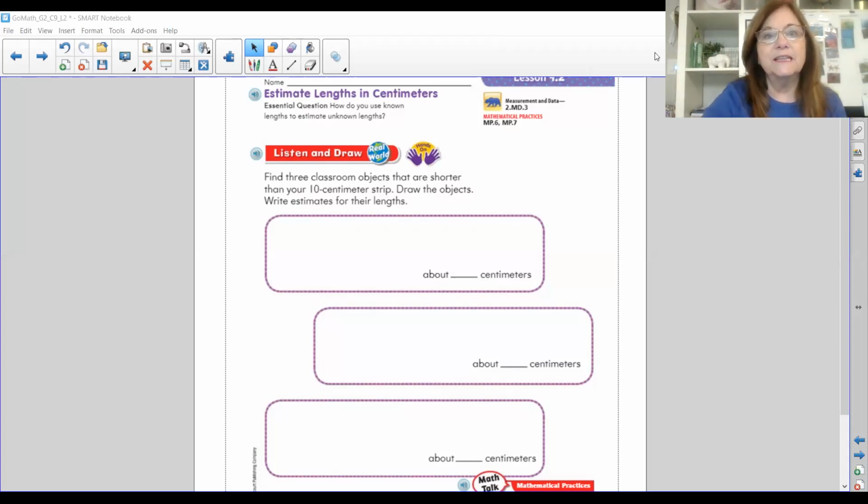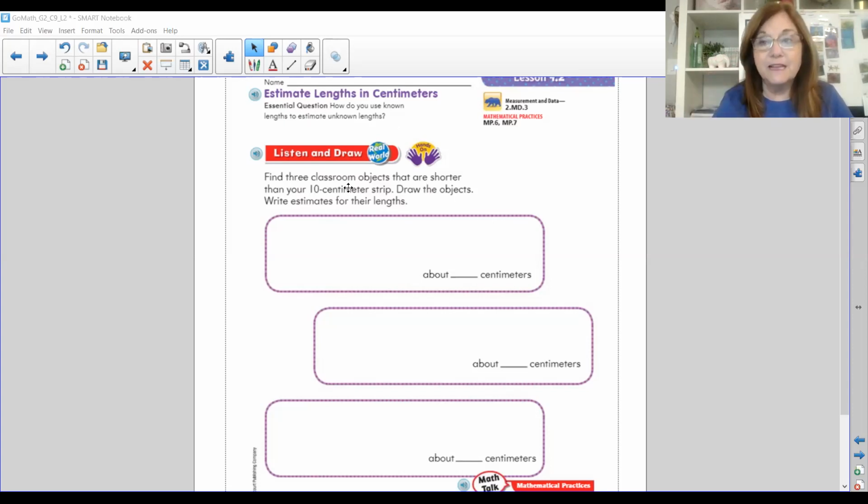And we want to look at our essential question. And it says, how do you use known lengths to estimate unknown lengths? That means if you know the length of something, you can compare it to something else. So if you know something is just 5 centimeters, but you see something that's this long, well, you know that's like 2 5s, and we know our doubles facts, and 5 plus 5 is 10, so we know that would be about 10.